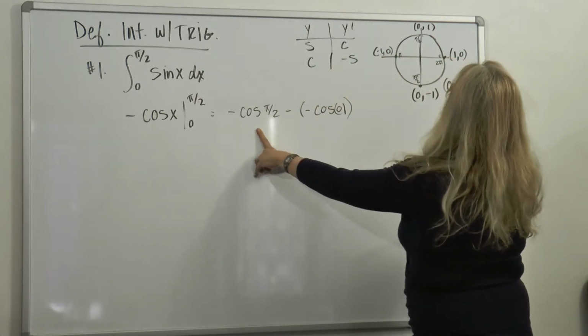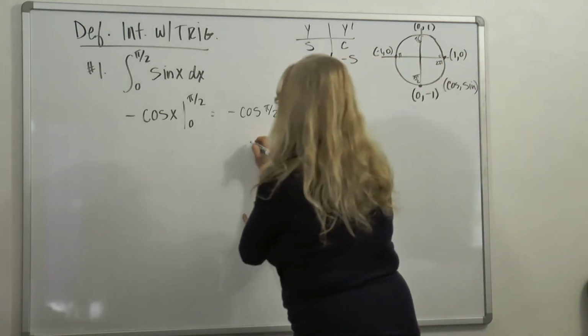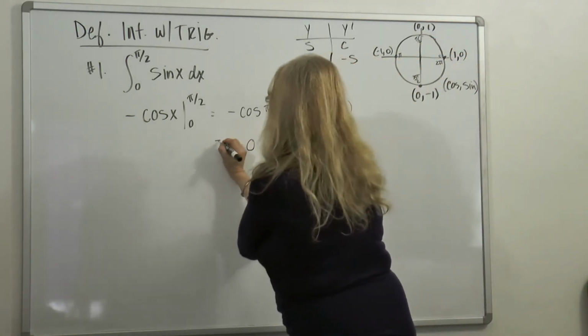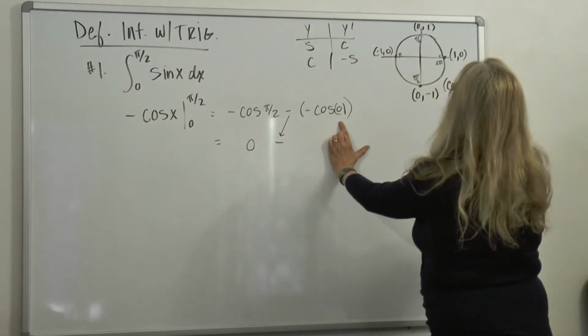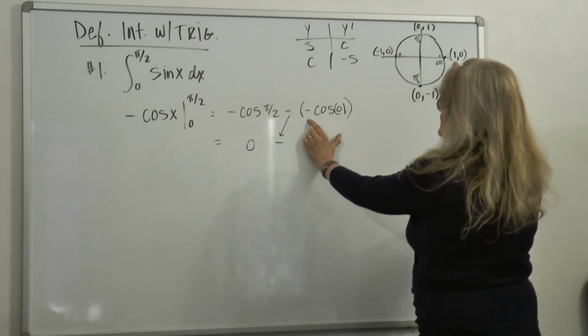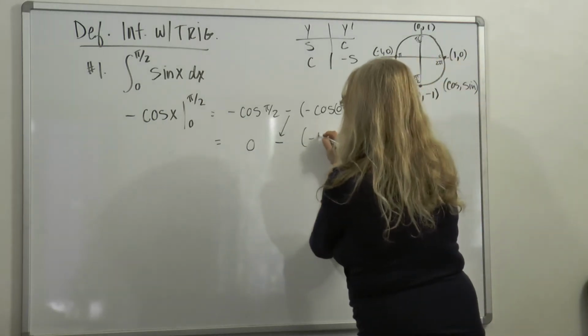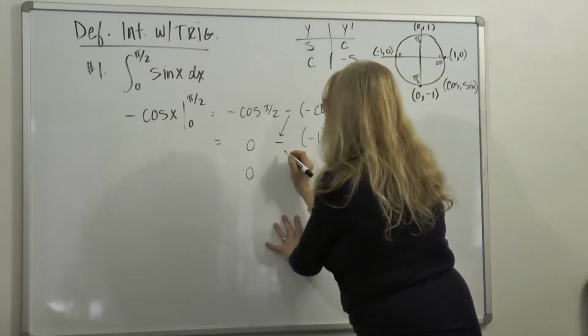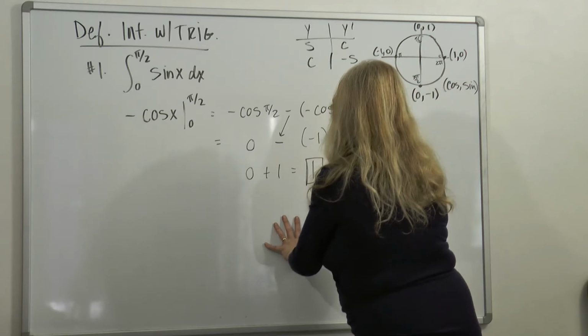So the cosine of pi over 2. You go to pi over 2, cosine is 0. So we have 0 or negative 0. Then I have this minus sign. Then the cosine of 0 is 1, but this is negative cosine of 0, so it's a negative 1. So I have 0, negative and negative is a positive, so the whole thing is 1.